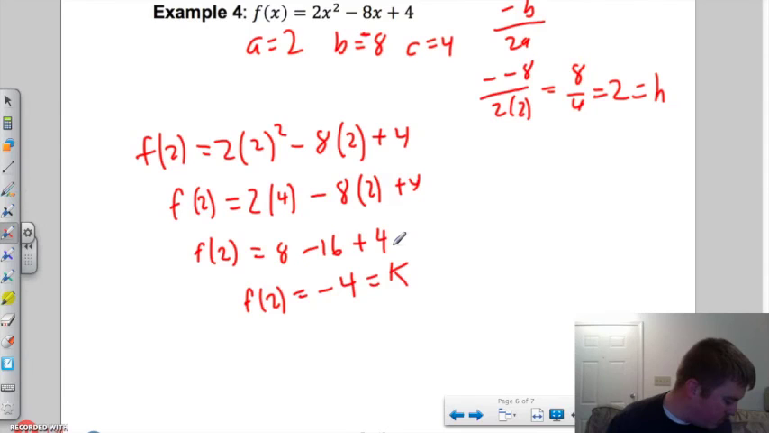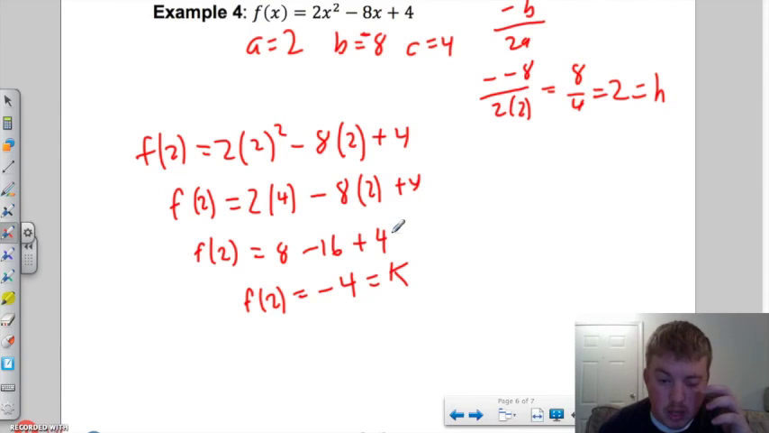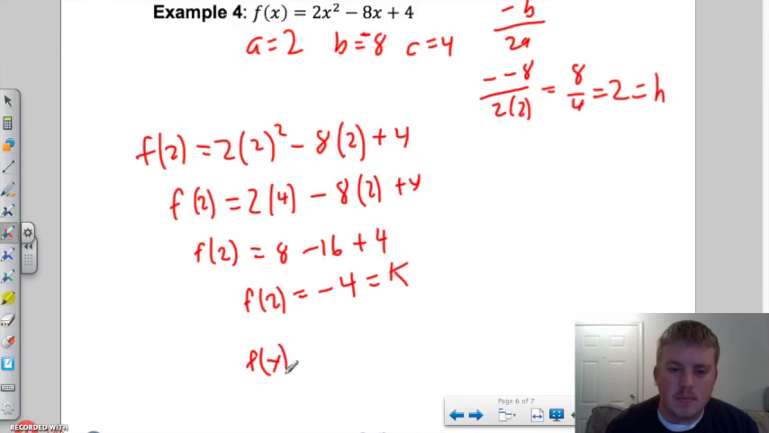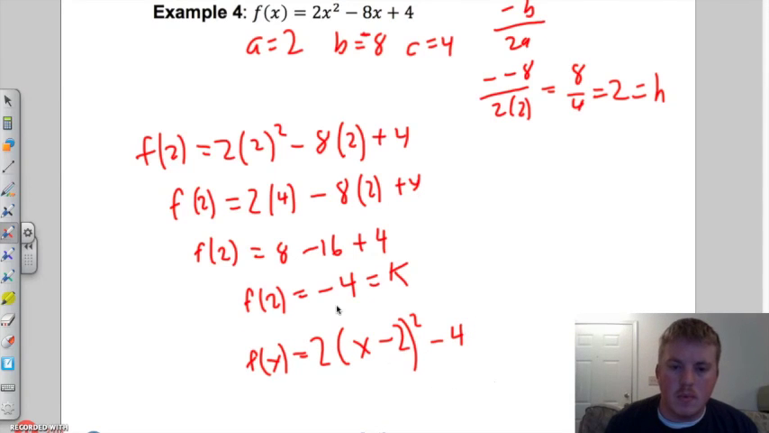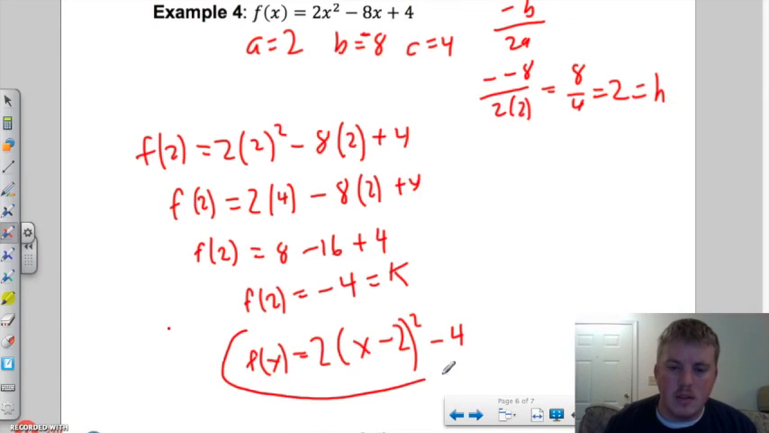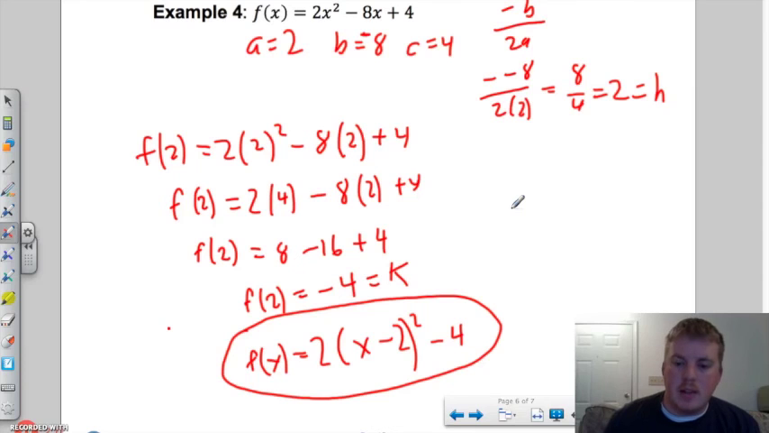And the last thing I'm going to need to do is to plug this in. So when I plug this in, I am going to have f of x equals, remember our a this time was 2, so we need to put that down. We're going to do x minus h. H was a positive 2, so we're going to do minus a positive 2 squared, and then we're going to have plus a negative 4 or a minus 4 at the end. Alright, so that is going to be our final answer. We have converted that into vertex form from standard form.